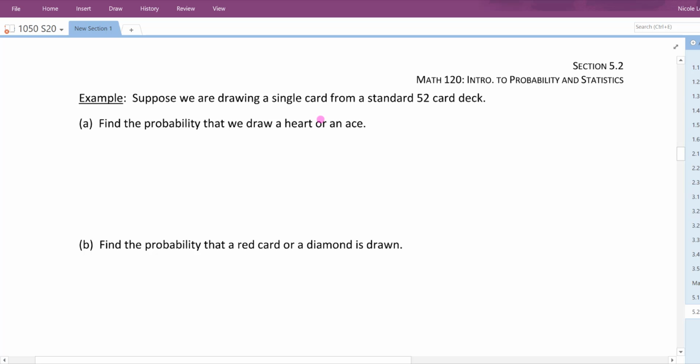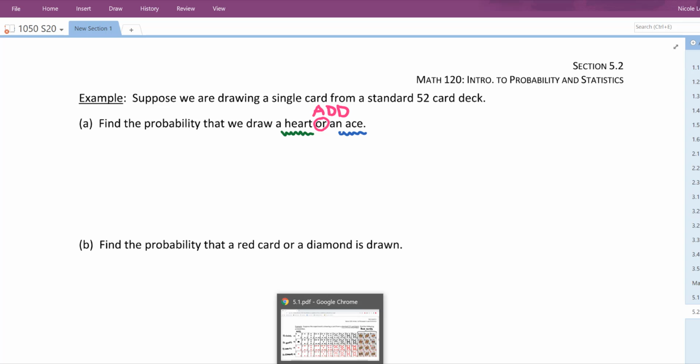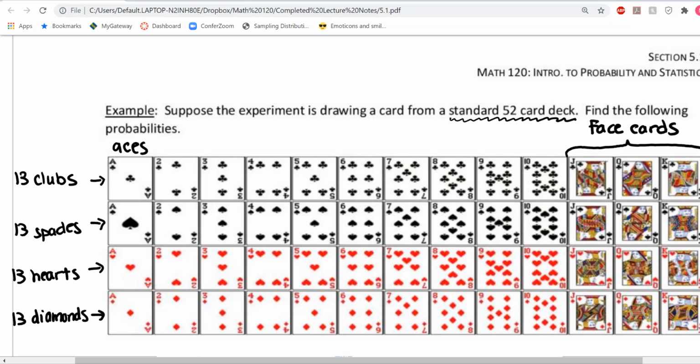Let me still circle the keyword: "or" tells us to add. Our two events here are again heart and ace. Going back to our image of the deck of cards, we have our 13 hearts.